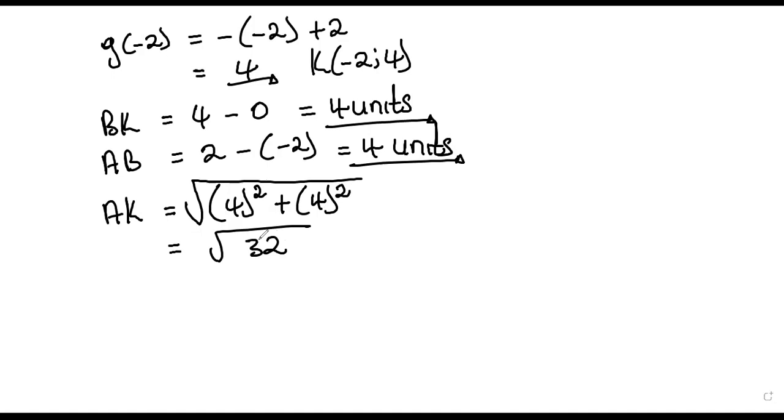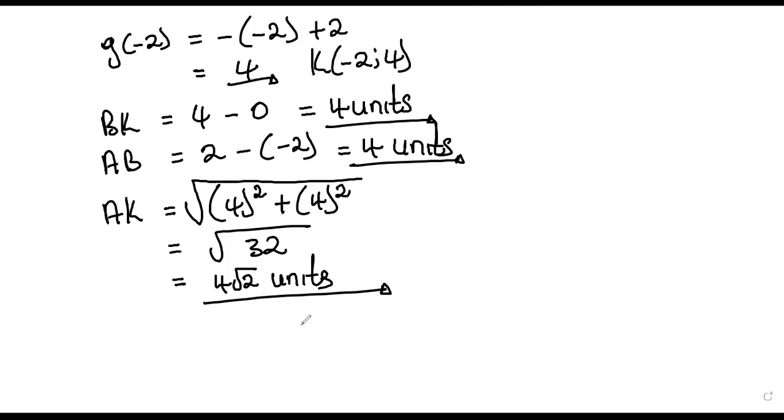So depending, if they want the answer as a decimal, then you can just write it as a decimal. But if they say in surd form, you can simplify it to 4 the square root of 2 units like that. But in decimal form, it's going to be 5.67 units. And that's how you find the length of AK. So who said we can't take analytical geometry and put it inside functions? No one said that. So we can do that.